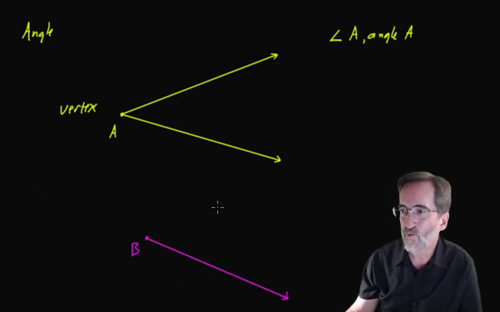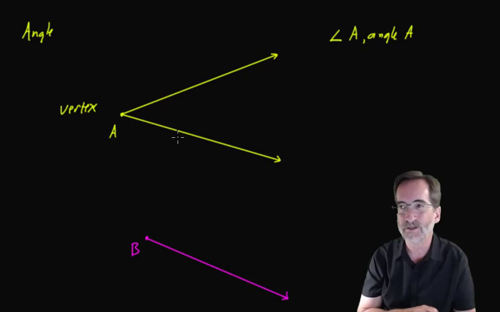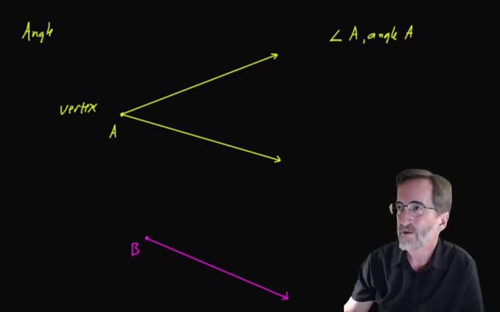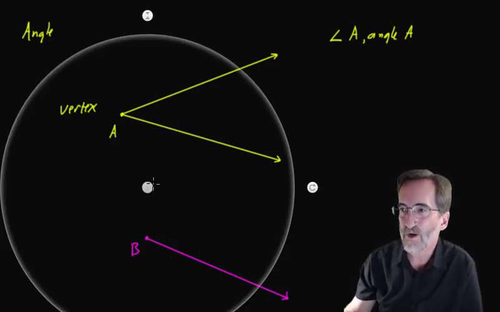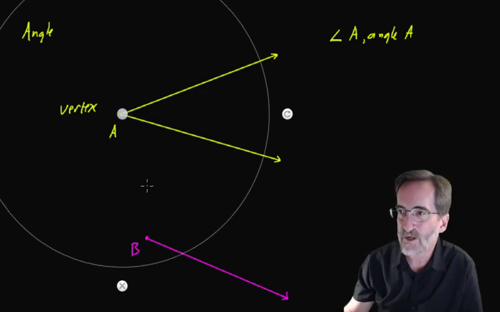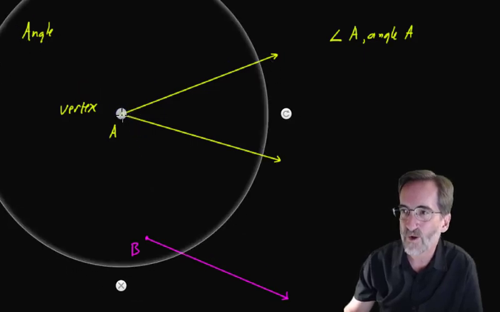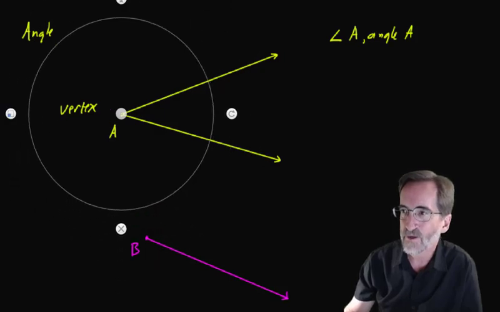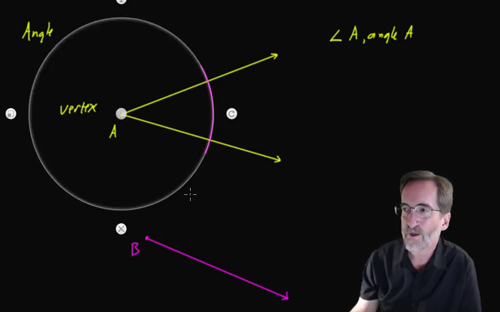But the question is, where do I draw the other ray so that angle B is exactly the same size as angle A? So to do that requires some construction steps. I'm going to take my compass and put my compass point on A, and I'm going to draw a circular arc right there. And notice this circular arc crosses both sides of the angle.